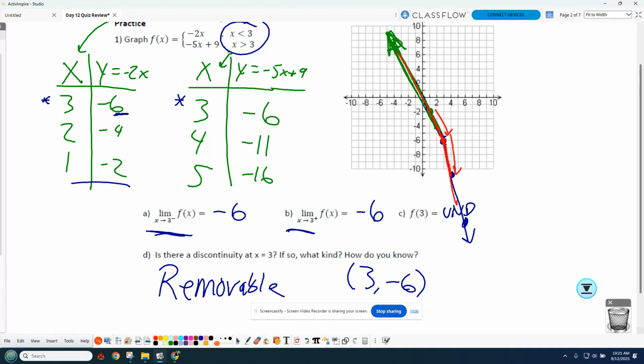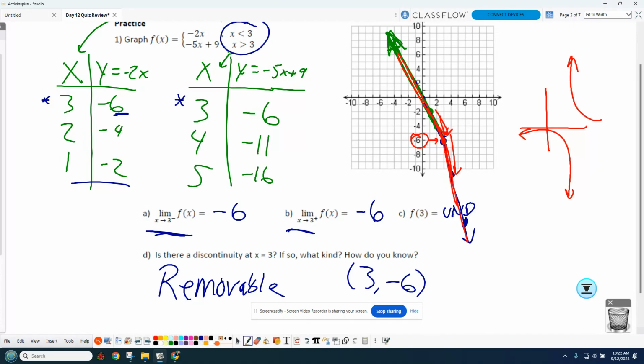Kindergartner test of continuity: can you put your pen down and just go? Why not infinite? What makes infinite infinite? It's like an asymptote, a vertical asymptote. Vertical asymptotes look like this. Does one side of 3 go to infinity? Does the y value go to infinity on either side of 3? Does this y value look like infinity?